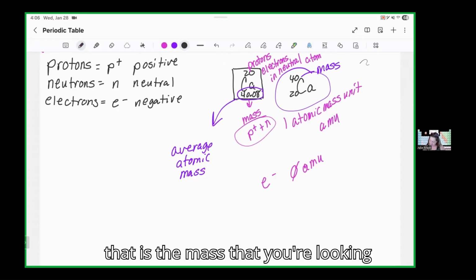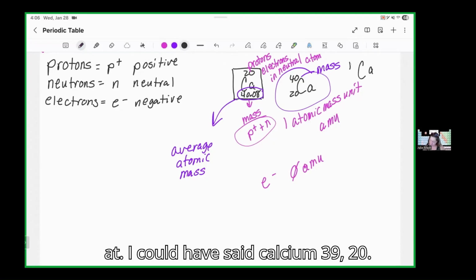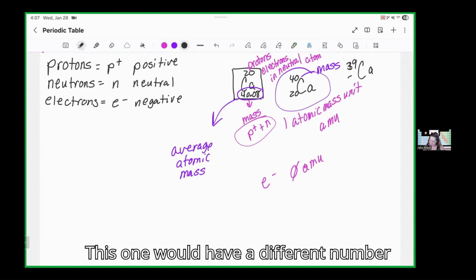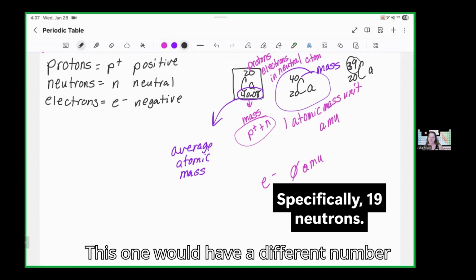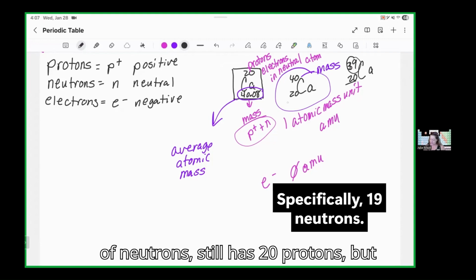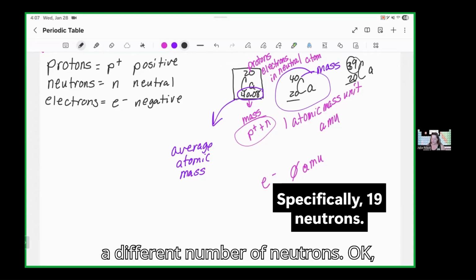I could have said calcium 39, 20. This one would have a different number of neutrons. It still has 20 protons, but a different number of neutrons.